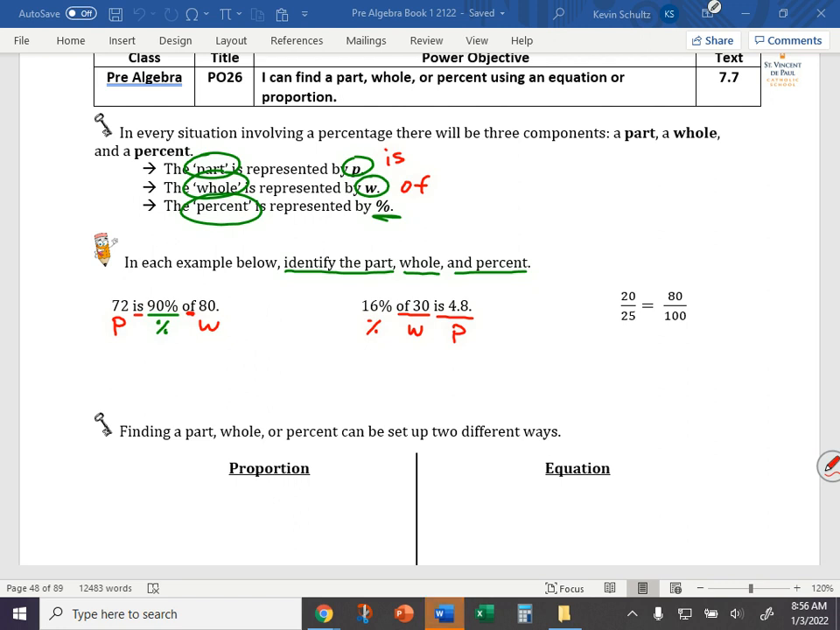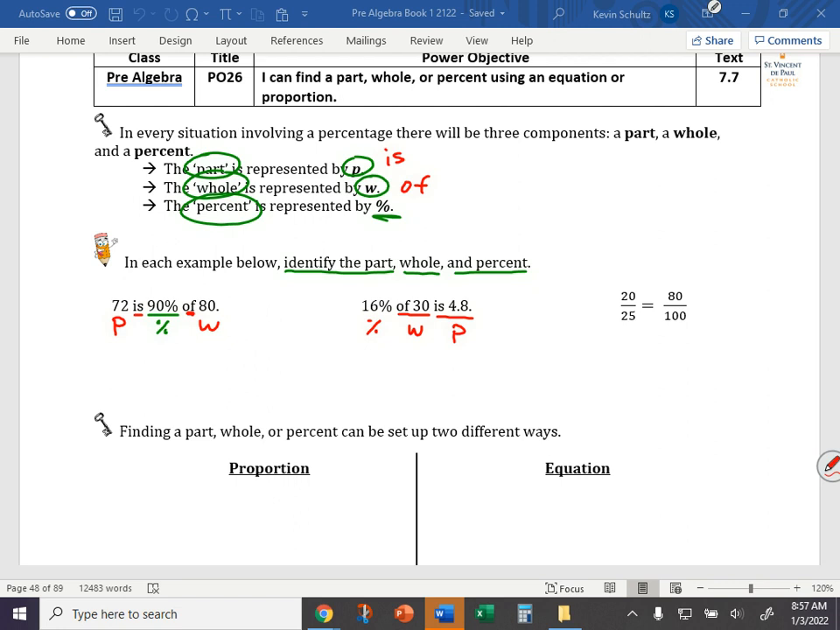Of course, then we get to the next one, and we see there is no of there at all. So what do we do here? What's our part? What's our whole? What's our percent? 20 25ths equals 80 100ths.